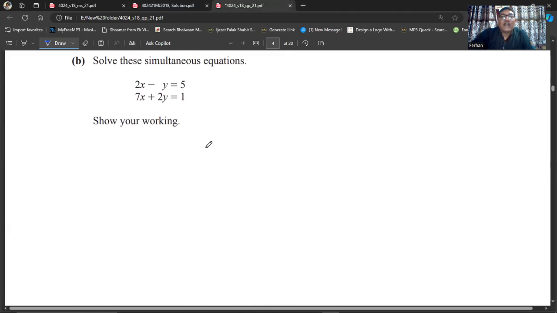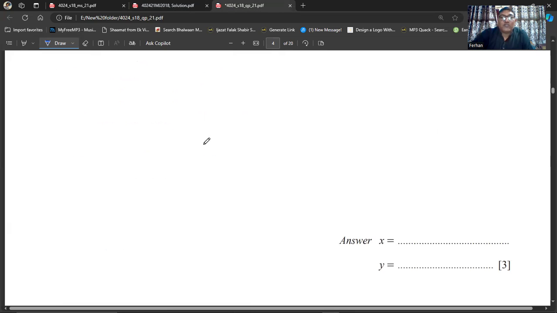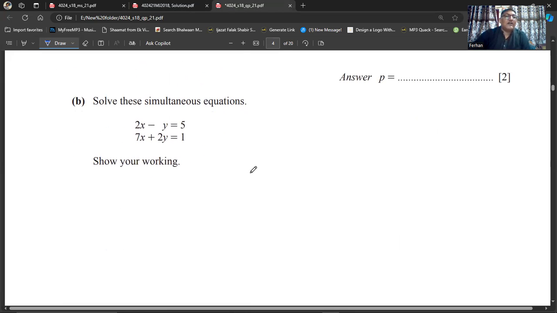Question number 3, and it's the B part. This is a 3 marks question. We have to find the value of x and y. He says solve these simultaneous equations. 2x minus y is equal to 5 and 7x plus 2y is equal to 1. We have 2 linear equations and we want to solve them simultaneously. Show your working, 3 marks question.